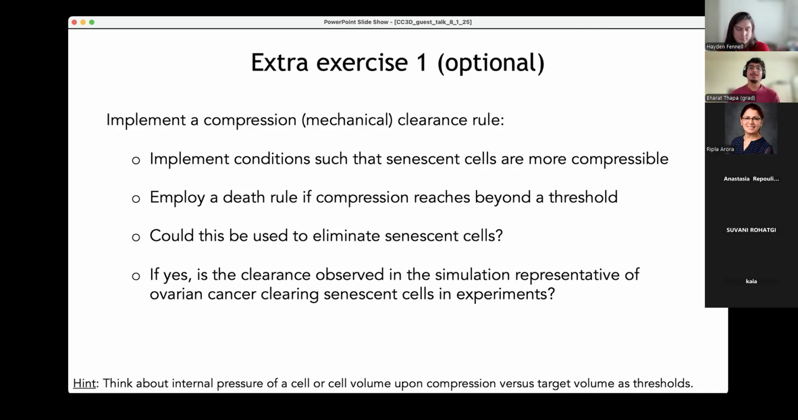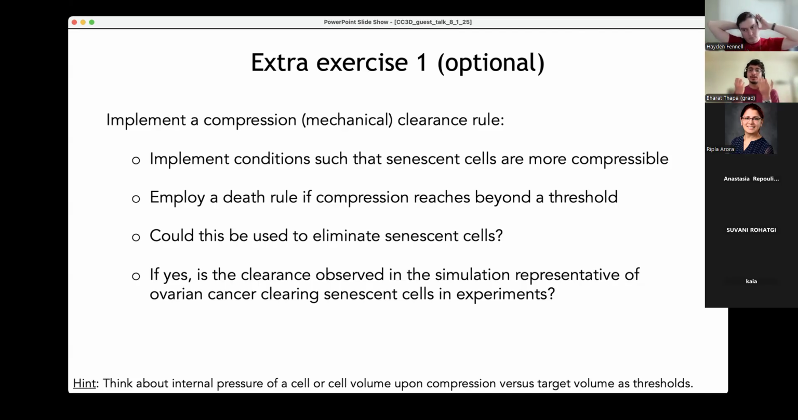Remember I talked to you about the contact-based rule that you just tried, where clearance is happening by calculating the perimeter of a senescent cell. So you look at the perimeter of the senescent cell, figure out how much of that is shared with the cancer cell. If the shared perimeter crosses a threshold, you kill that cell. So you need a cancer cell around a senescent cell to kill it. The other clearance rule, which we discussed in the background, was the mechanical clearance rule, where it doesn't matter if a cancer cell is around a senescent cell or not.